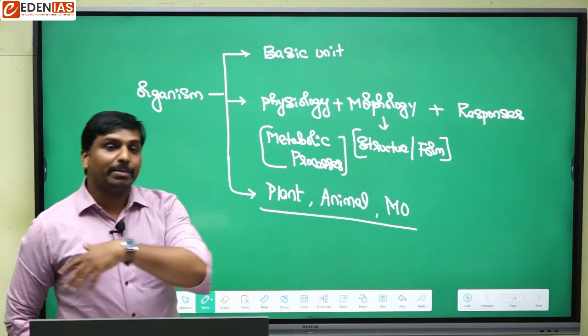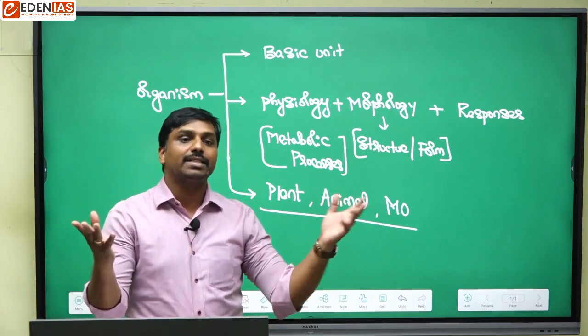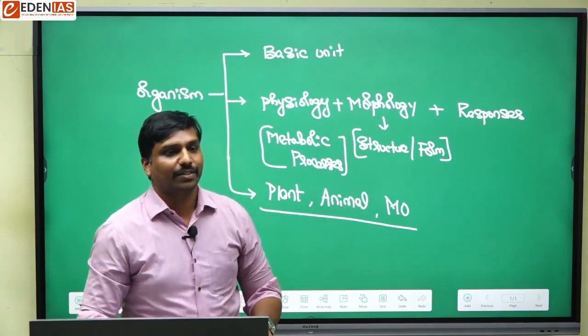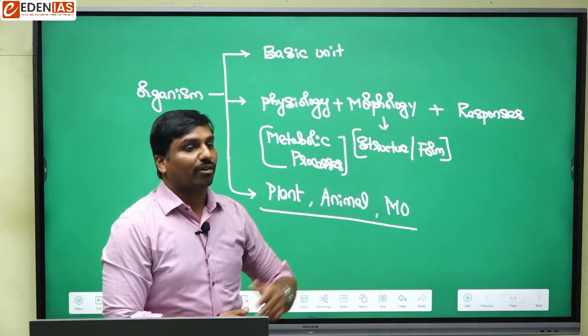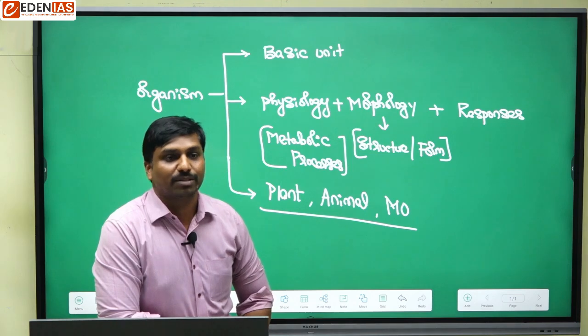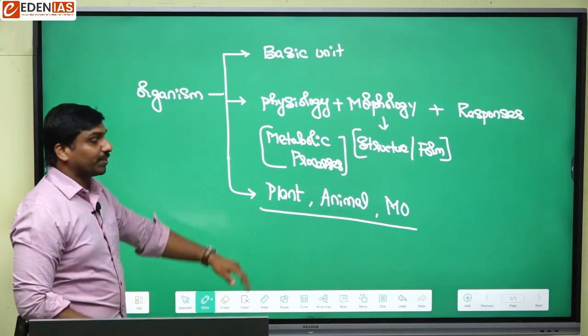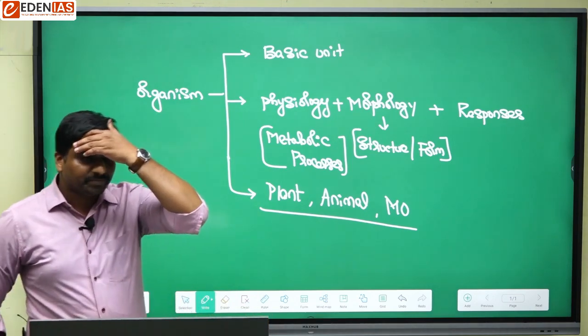So environment can be anything. The surroundings of an organism is nothing but environment. Whatever it is, it can be abiotic factors or biotic factors. So for all those things, a response should be there. So that is one thing. Then you mention examples.